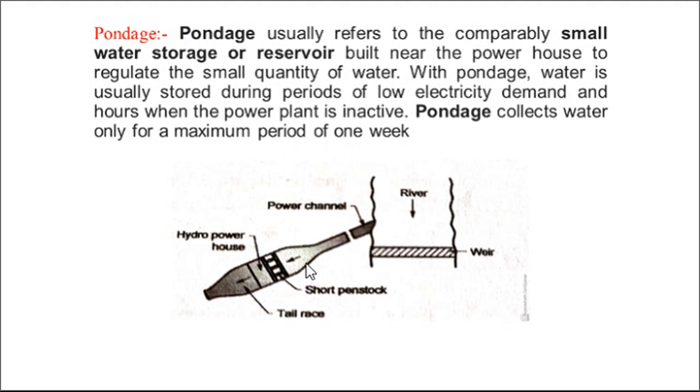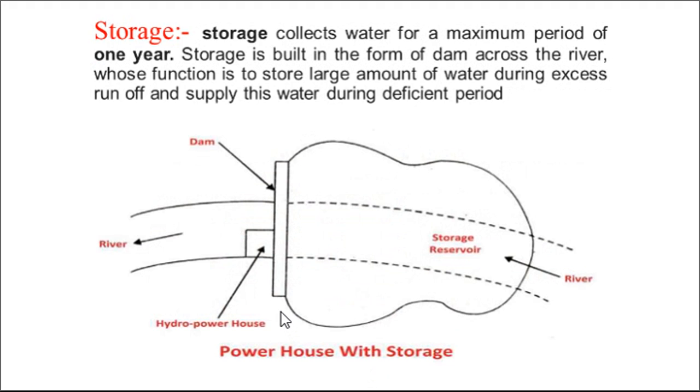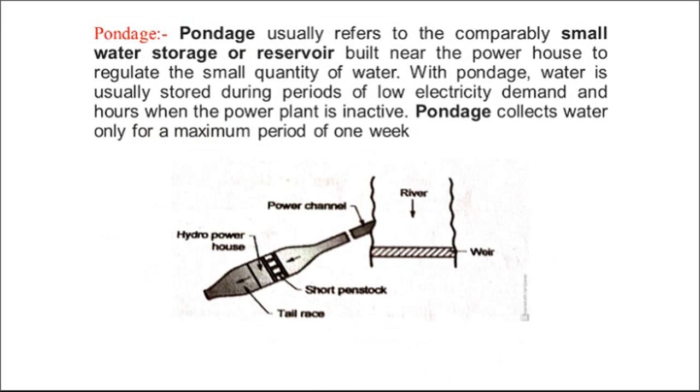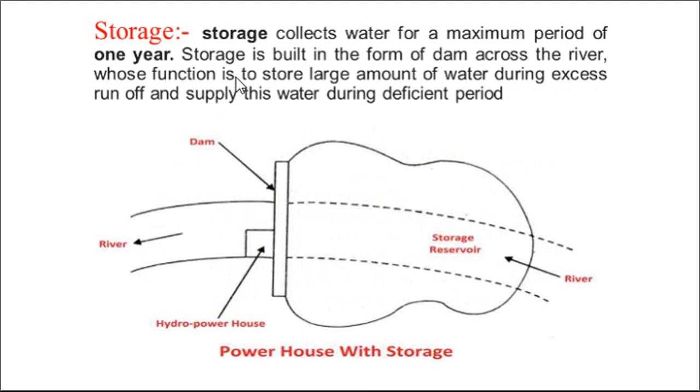So this is pondage. Here one way is given to the flowing river, and here you can use this pondage for power generation. So this is the tail race and this is the head race. Then storage. Storage collects water for a maximum period of 1 year. So pondage is for a period of 1 week, and storage is for 1 year.